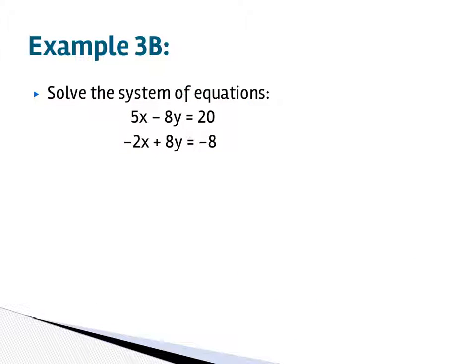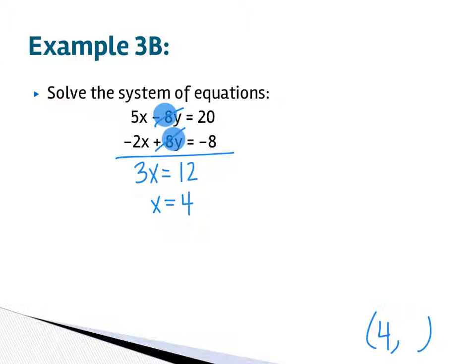This is a good point for you to pause the video and try this on your own, but I'm going to go ahead and solve it. So I see two opposites, negative 8y and positive 8y. So if I add the two equations together, I get 3x equals 12. So x must be 4.